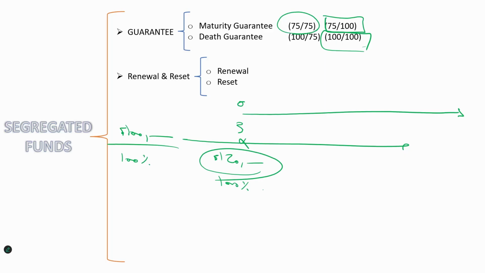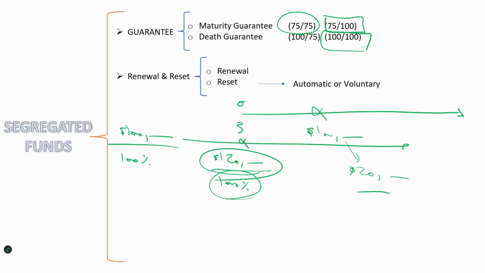So if the client dies over here and the market value somehow is again $100,000, because they reset their contract in the third year, the guarantee is now based on $120,000. Here, the insurance company has to pay another $20,000 to top it up, and they will give $120,000 to the beneficiary. But if they hadn't done that reset, basically they had $100,000 and they would get $100,000. That's it. All right.